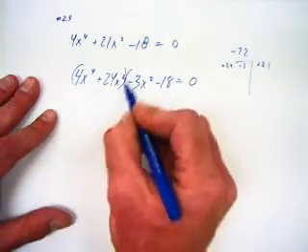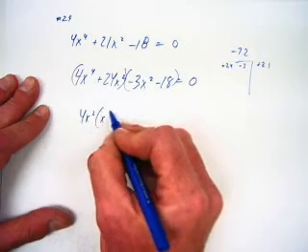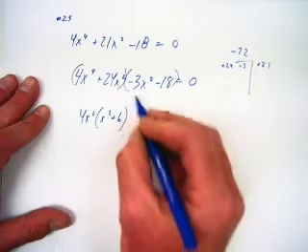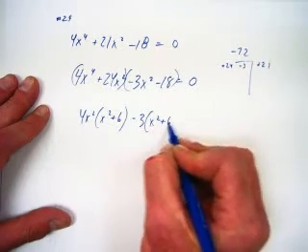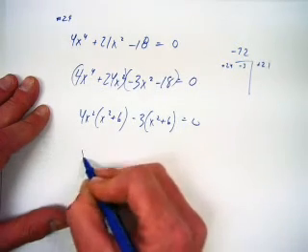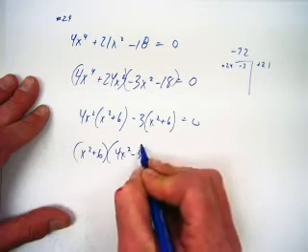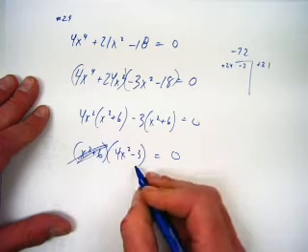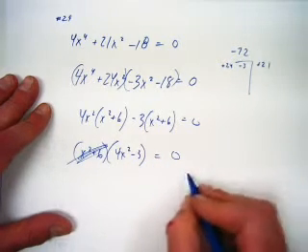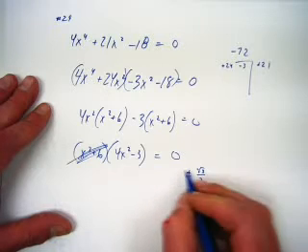So if we group and group, I pull out a 4x squared, I get x squared plus 6. I plug in a negative 3 here, I get x squared plus 6. So I end up with (x squared plus 6)(4x squared minus 3) equals 0. I set those equal to 0. This is going to be extraneous, and this is going to be positive or negative square root of 3 over 2, I believe.